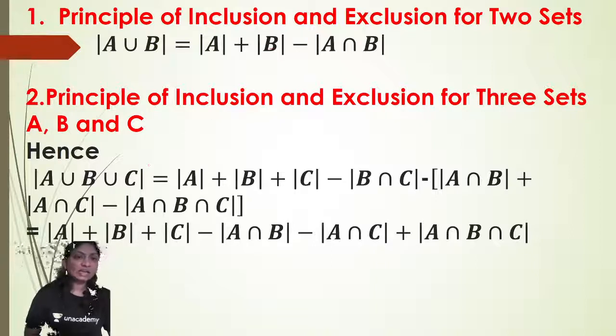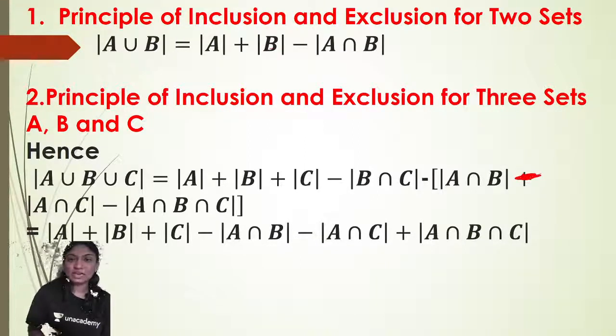Hence the cardinality of A union B union C is equal to, we take the cardinalities separately. Now if you observe, alternate negative and positive signs will appear. So the cardinality of A plus the cardinality of B plus the cardinality of C minus the cardinality of B intersection C minus the cardinality of A intersection B minus the cardinality of, here we require a minus, otherwise it will be plus only if you take it in the bracket, right?